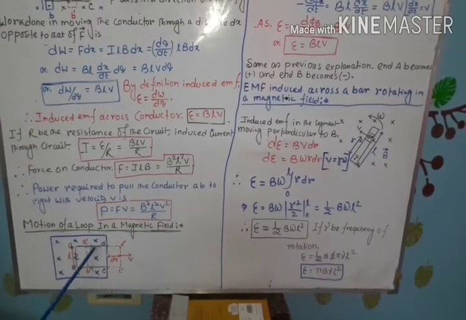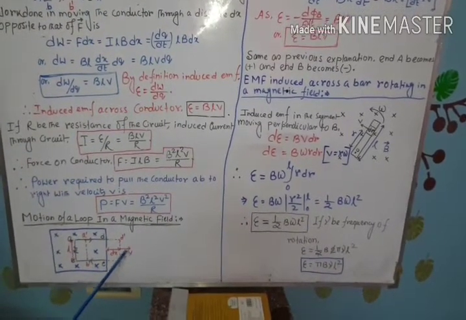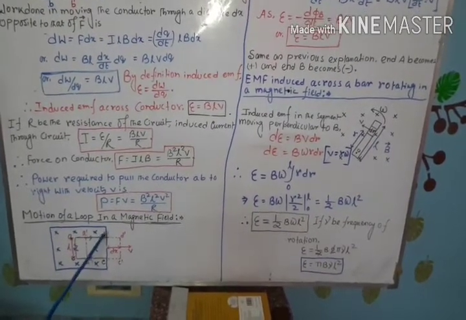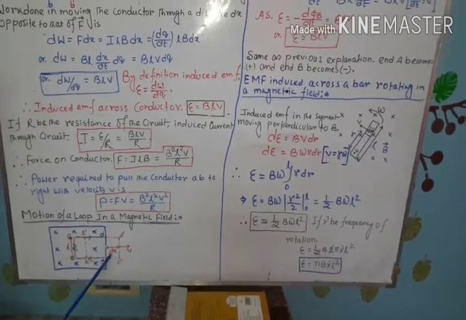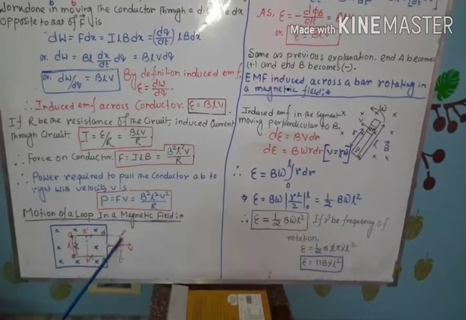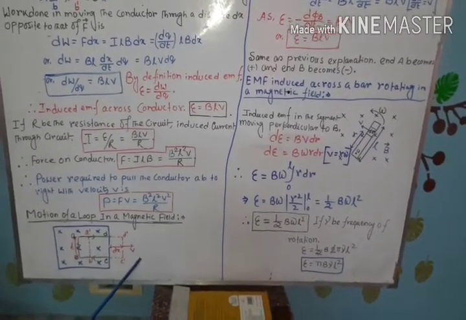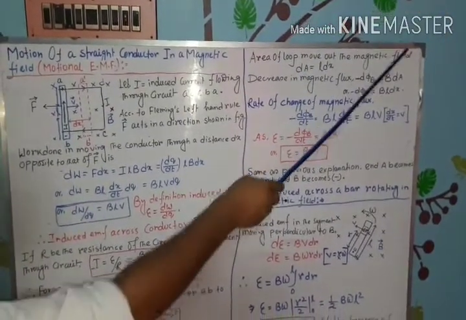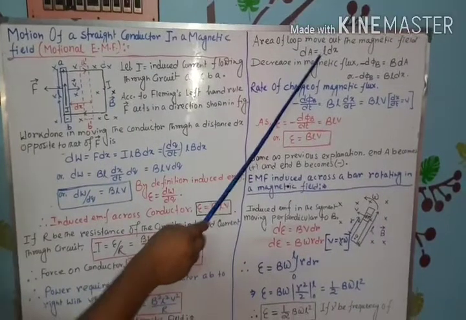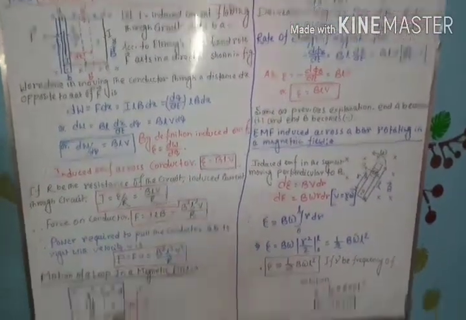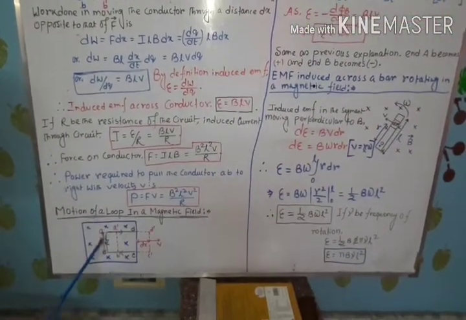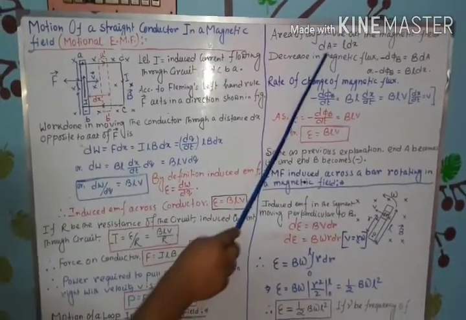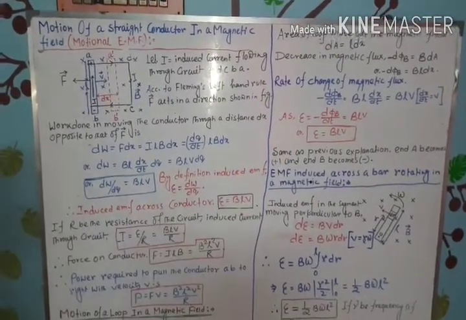Now see, the loop is moving with the velocity v towards the right. Therefore the area D'C' is the area which has moved out of the magnetic field. So the area of the loop moved out of the magnetic field, dA, is equal to length into breadth. I consider the length as L and the breadth as dx. So the area moved out, dA, is equal to L dx.